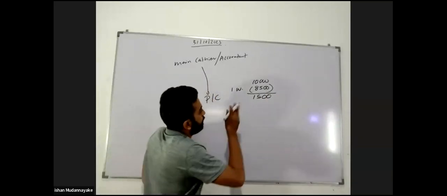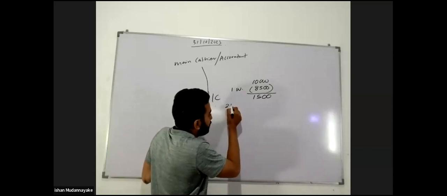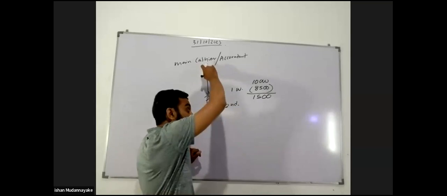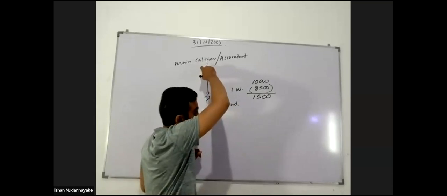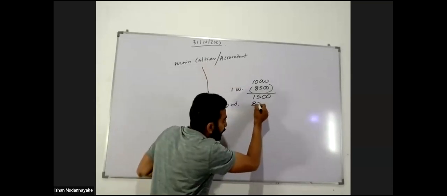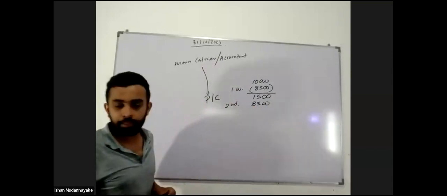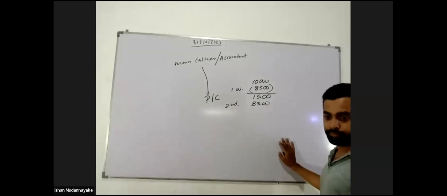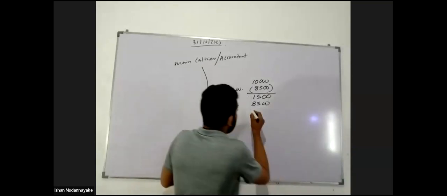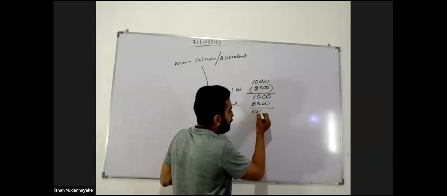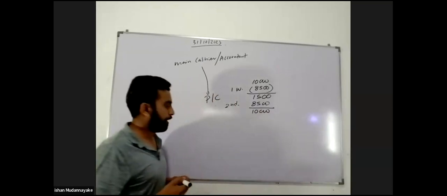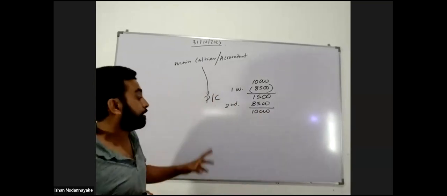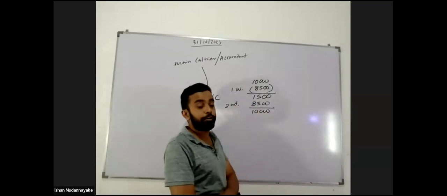Then, when you start the second week, the main cashier pays another 8,500 to the petty cashier. Now, how much balance is available with the petty cashier? Again 10,000 at the beginning of the second week.